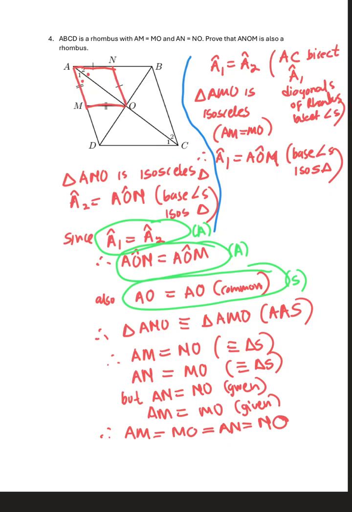So a rhombus is a quadrilateral with 4 sides that are equal. So we can make a conclusion. Therefore, ANMO is a rhombus. A rhombus is a quadrilateral with 4 equal sides. So we have shown that it is indeed a rhombus.